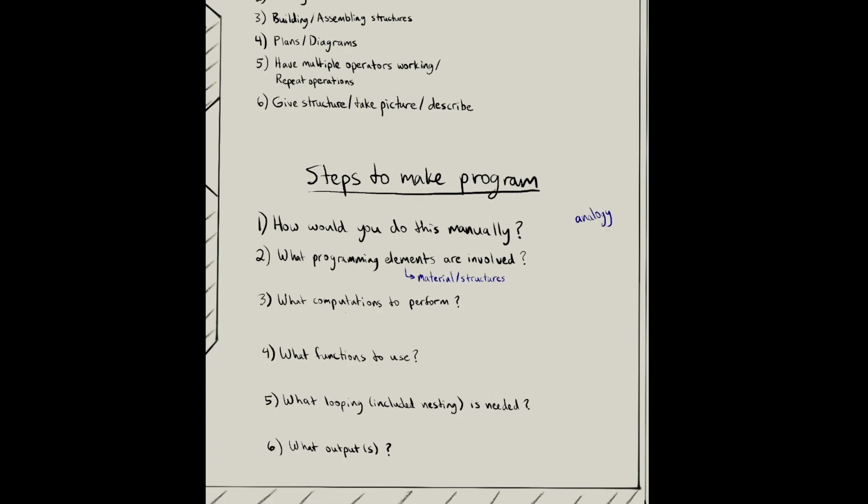All right, so let's look at the analogy. What does this mean in the analogy? So what programming elements are involved? This is the variables and structures, right? So in our analogy, that is what materials and structures are we going to need to solve this problem? And then we got which computations to perform. So what building and assembling of these structures are we going to have to do? So what operations are we doing on these materials and structures to get them in the shape we want?